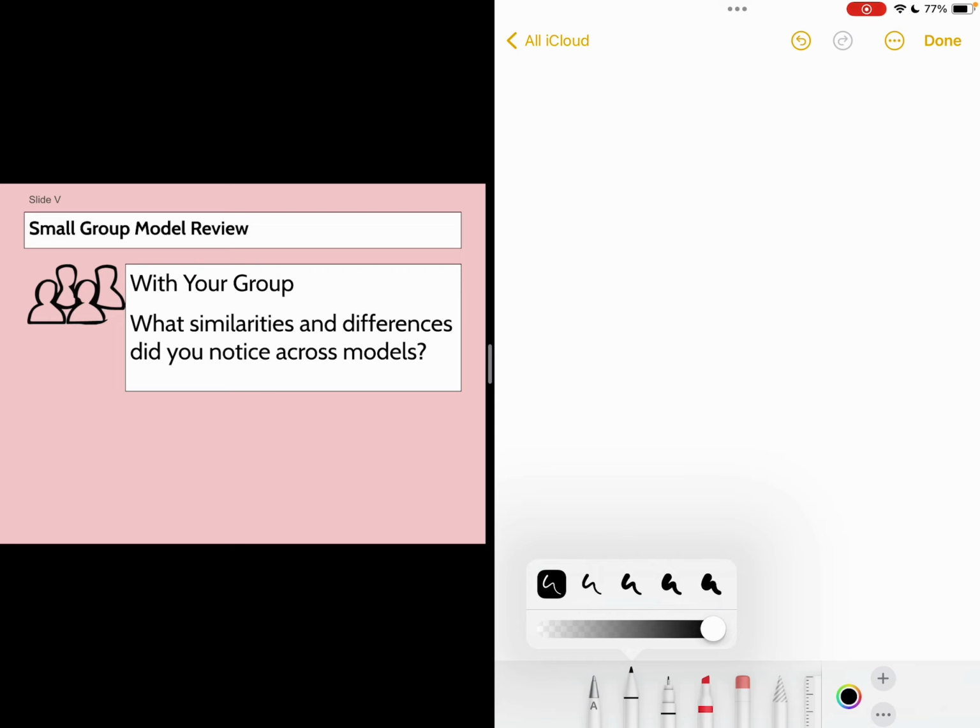Another similarity is that there was some sort of water source in each of the models. Water seemed to be a big idea here. Another similarity was that there was human interactions, some good and some bad. It seemed like for every bad interaction, there was a good human interaction.